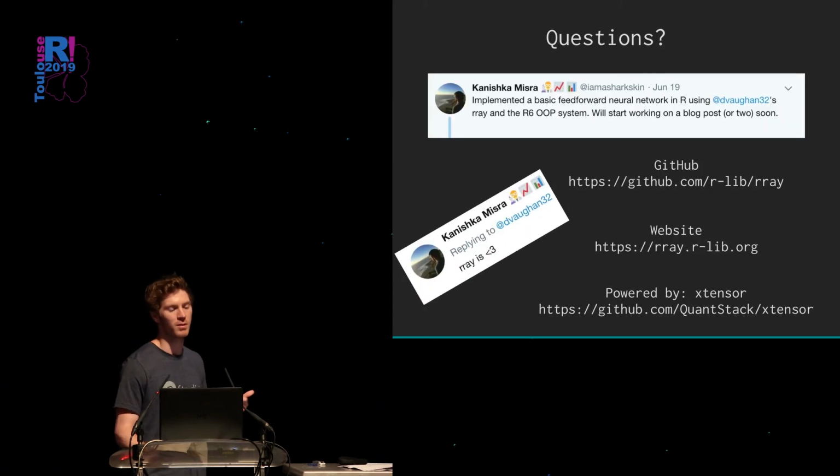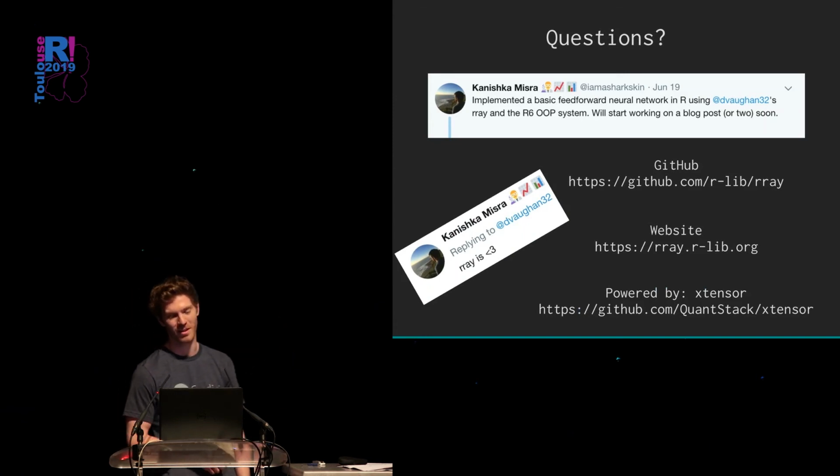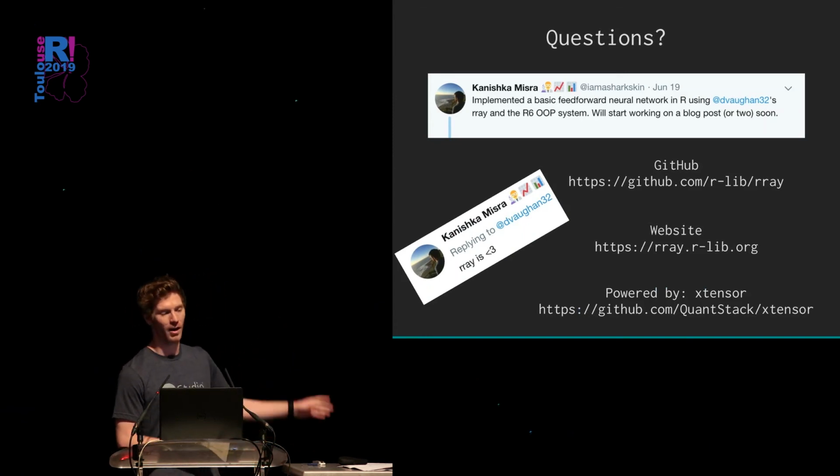I'll leave you with this tweet here where someone found RA early on and implemented this kind of neat neural network inside of it. I have no idea how he did this because it was totally broken at the time. And then he's got this nice tweet at the bottom just saying that he really enjoys RA.